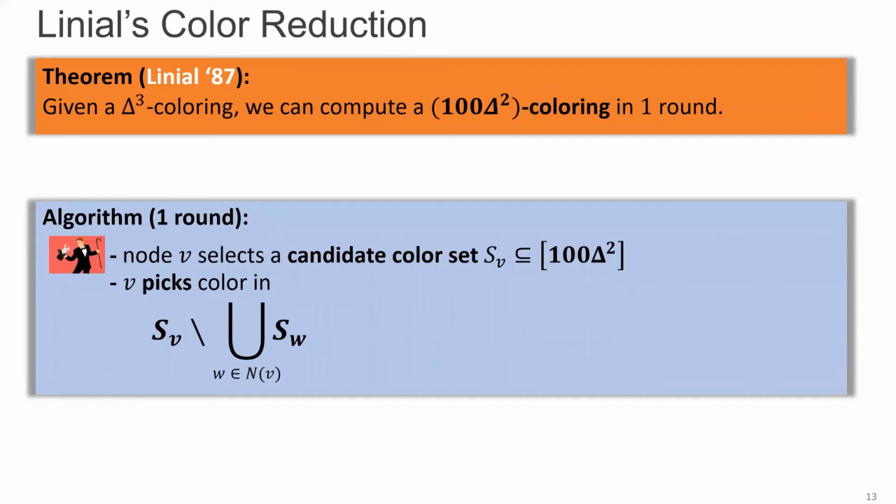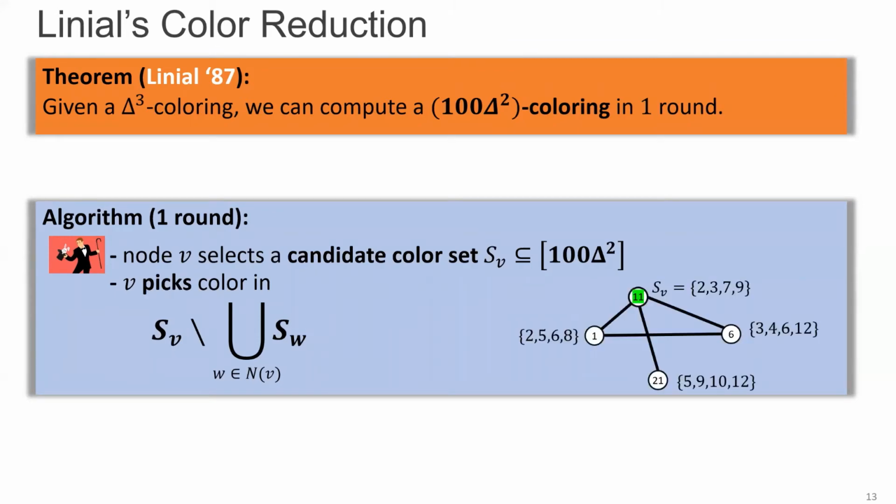So this very simple algorithm is as follows. It goes back to Linial. It's one round of communication, and the node just selects, and that we will discuss on the next slide, how nodes do this, a candidate color set, S_v. This is the set of colors that the node would like to take. Then you send this set to your neighbors, and then you just pick the color which is in your candidate set, but not in any of the candidate sets of your neighbors. The difficult part here is, of course, to pick the candidate set such that this never becomes empty, that you always have a color to choose from.